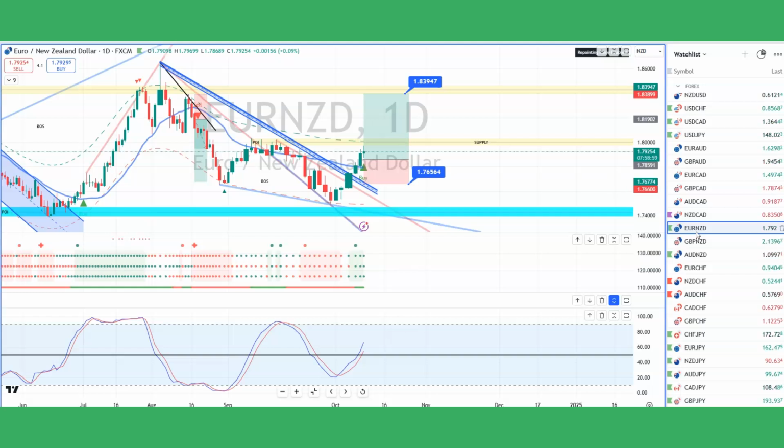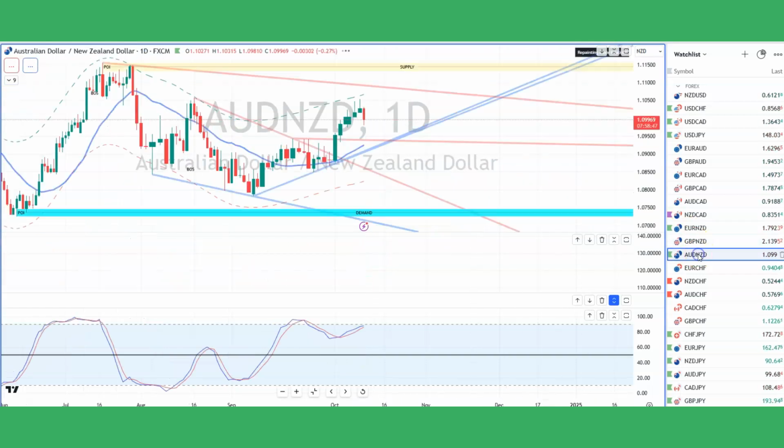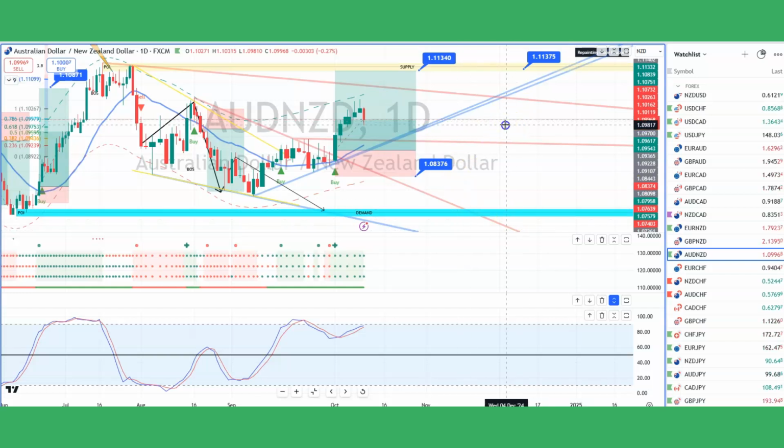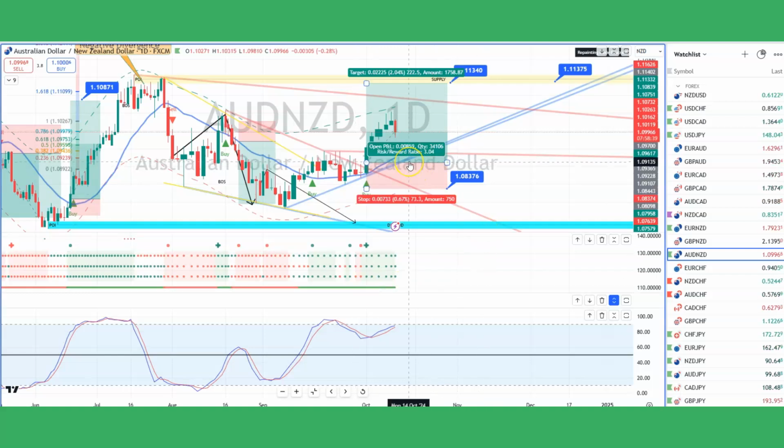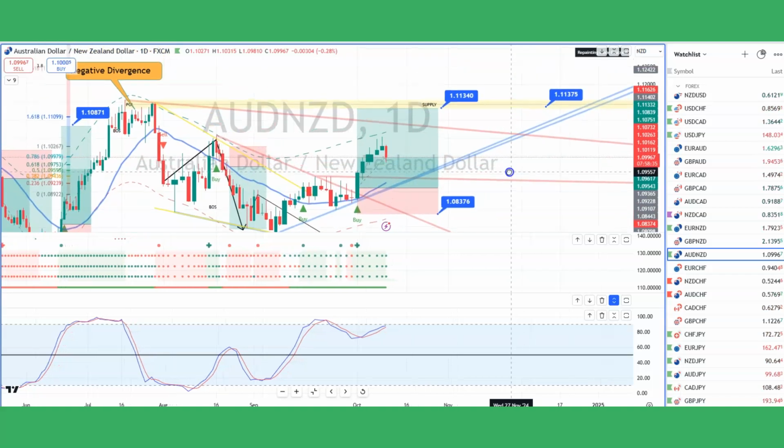Euro New Zealand to the upside, nice big fat buy signal. There is a supply area here, as you can see, but I'm ignoring that for the moment. Let's see how far it goes. If the sellers step in, then I'll pull out and just take a small profit. Aussie New Zealand to the upside. As you can see, the sellers are not stepping in yet, so I'm quite happy to hold this. I do have a break-even trade now at 109.13, so I'm happy to hold this and heading for 111.34.